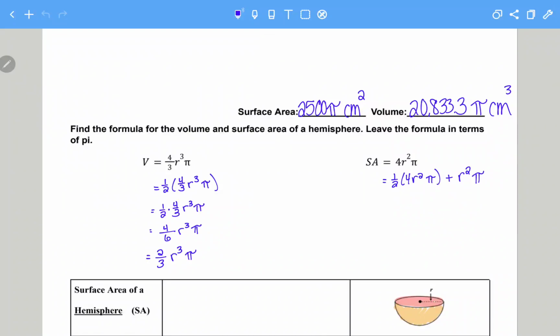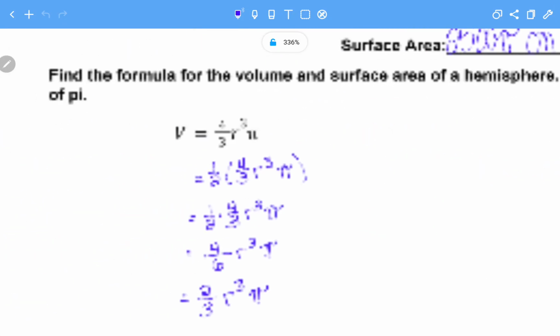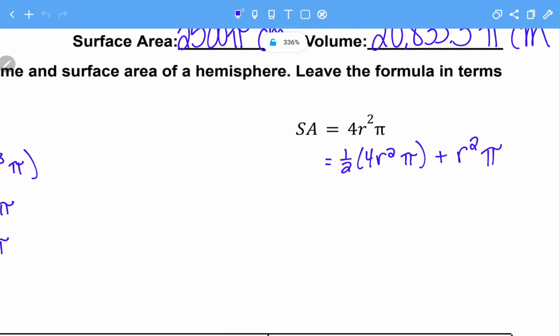Sorry about that. It looks like the video cut out. Okay, we were talking about surface area of a hemisphere.